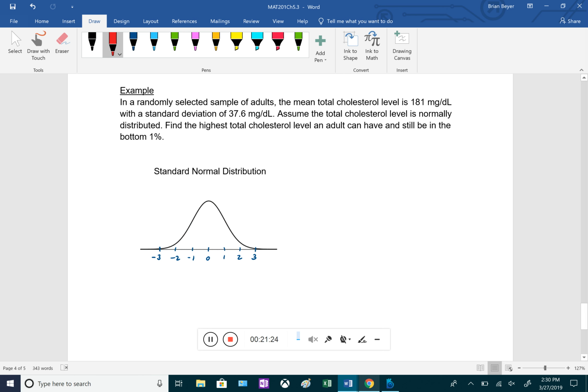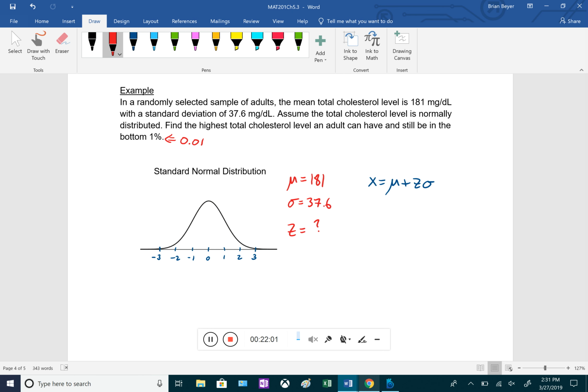Okay, so before we do anything with the normal distribution, we're given the mean is 181. We're given the standard deviation is 37.6. We're looking for a data entry. We're looking for the cholesterol level. That means that's an x value. So we're going to be using x equals mu plus z sigma. We have mu, we have sigma. We need to find z using the fact that we're given this 1%. So 1% as a decimal is 0.01.